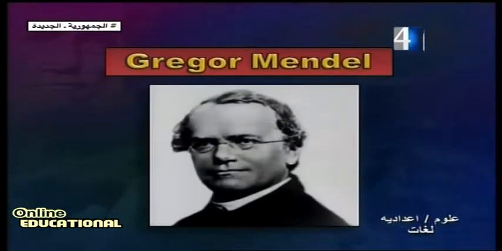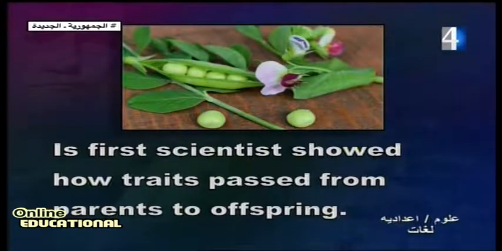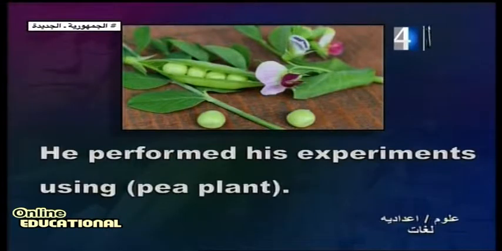Gregor Mendel is the first scientist to show how traits pass from parent to offspring. He performed his experiments using the pea plant.